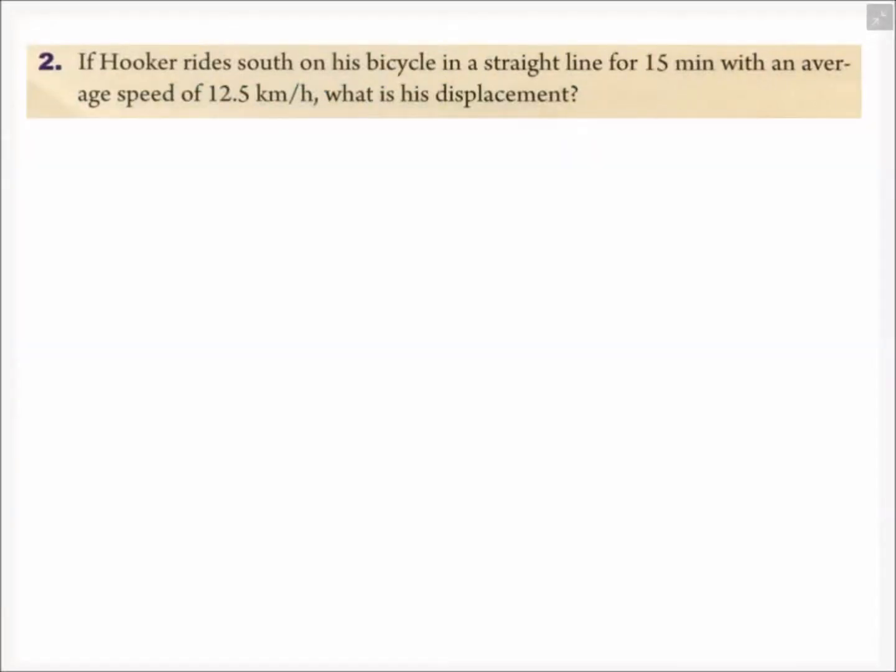Welcome everyone. Now we are going to solve this question. In this question, it says Hooker rides south on his bicycle in a straight line for 15 minutes with an average speed of 12.5 km per hour. What is his displacement? That means it's asking here delta x. So what is the delta x? We are going to try to find delta x now.